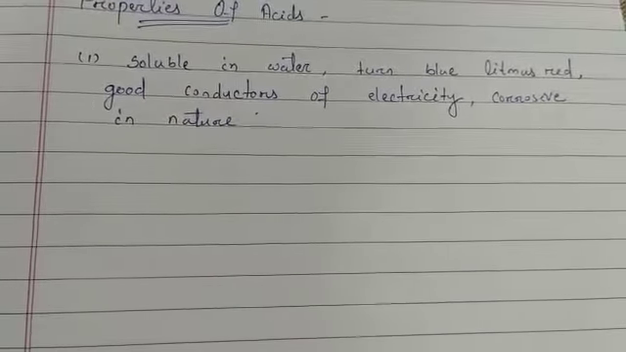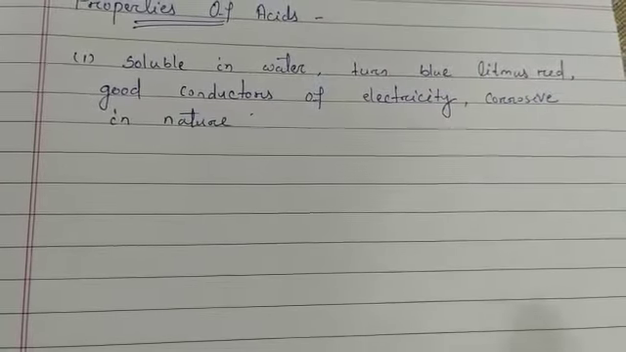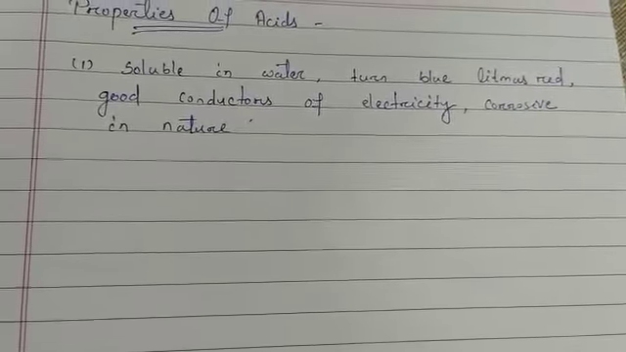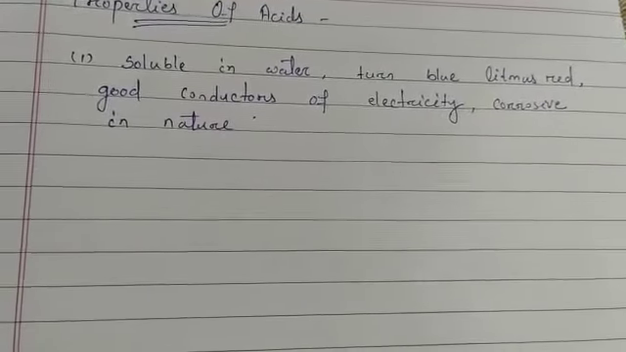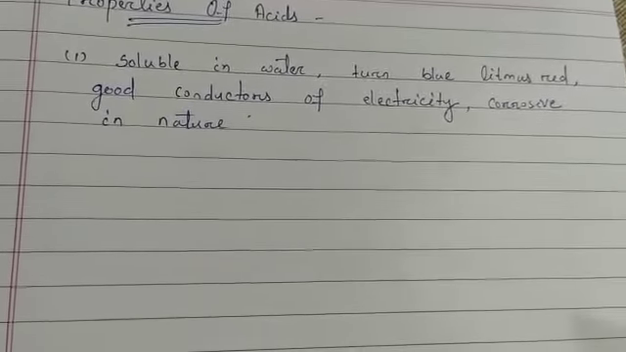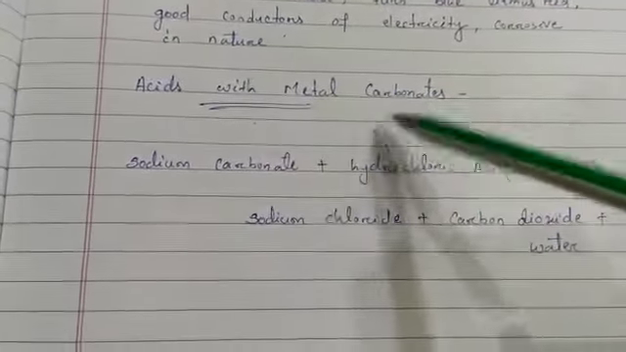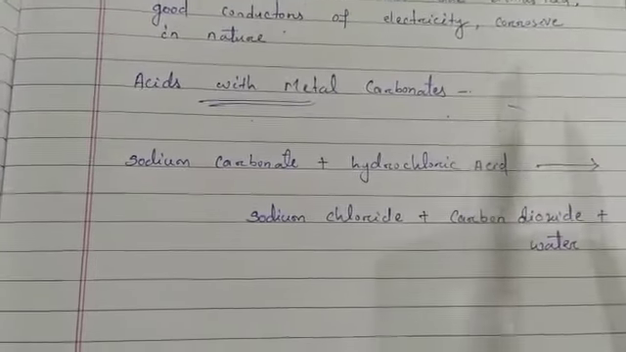Mostly dilute acids react with the metal carbonates to produce carbon dioxide gas and salt. So when acid reacts with metal carbonates, it produces carbon dioxide gas along with the salt.